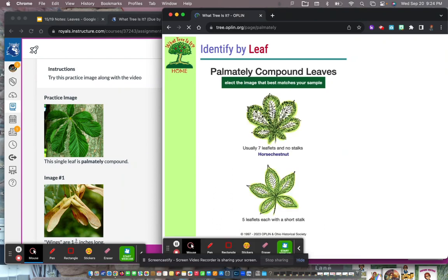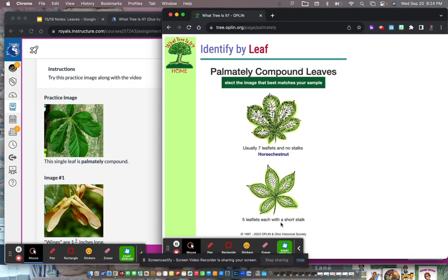We're looking, everybody, for the exact same photo. These photos were pulled from this website. So if you don't have the exact same photo, then you're not done. So let's keep looking. Does it look like this one? It says usually 7 leaflets and no stalks. So we definitely counted 7. So that's a possibility.